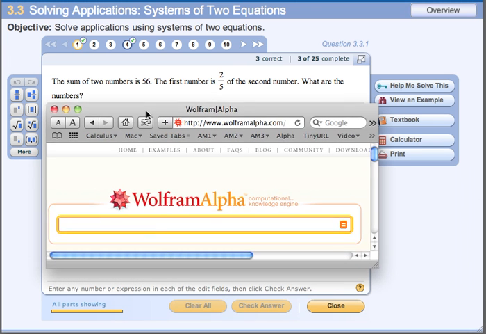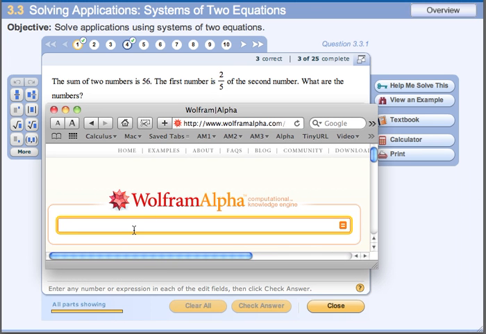And so let me get Wolfram Alpha here. The sum of two numbers, x plus y, is equal to 56. Now Wolfram Alpha, if you're using this to solve systems, you want to put a comma in separating the two equations. And I'm going to put some white space here just because I want to make the two equations more visible to us. The white space isn't necessary.